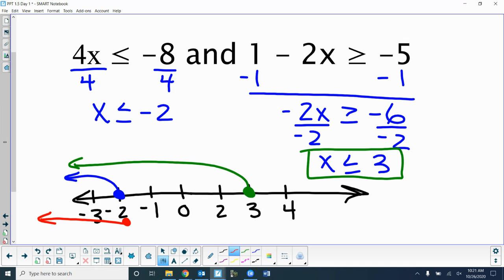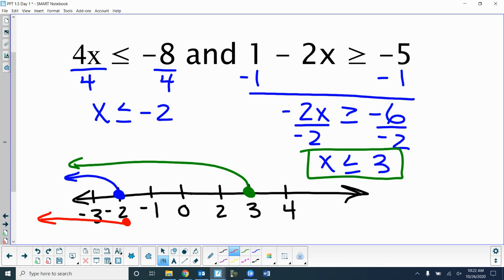Usually the "ands" go towards each other. This time they went the same direction, but usually they go towards each other, and that's just where they overlap, from the one to the other. And the "ors" usually go opposite directions, but not all the time. Sometimes they go in the same direction, so then you've got to think about it a little bit more. Any questions on that?